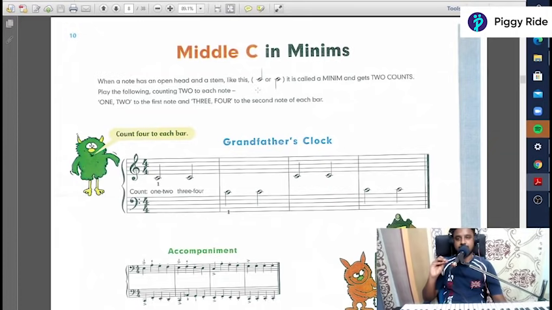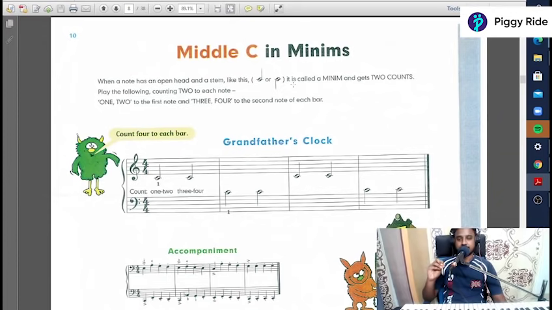So minim will have the open head like the semibreve and there will be a stem. There will be a line like this on top or on bottom. So we will call it a minim. The other name for the minim is half note. So wherever we are seeing the minim, we need to play that note for 2 counts.